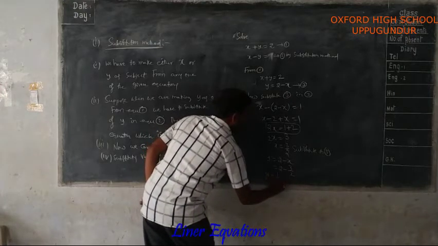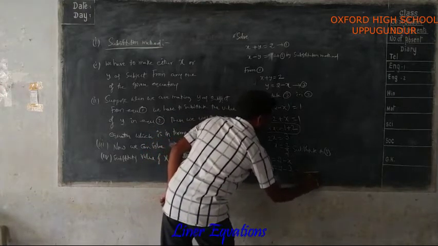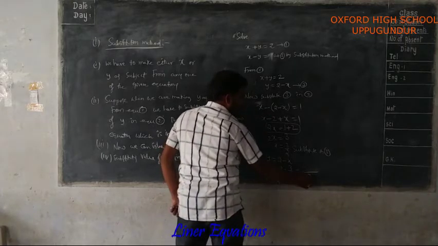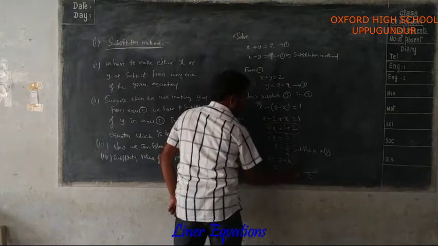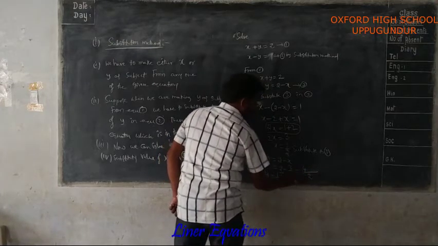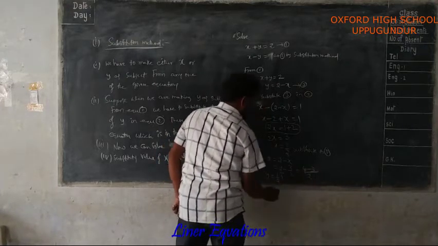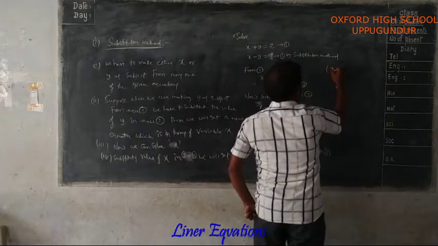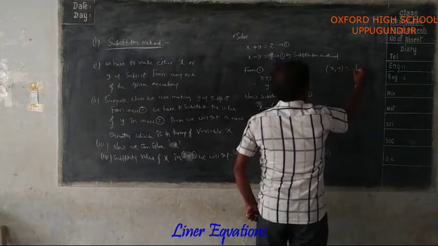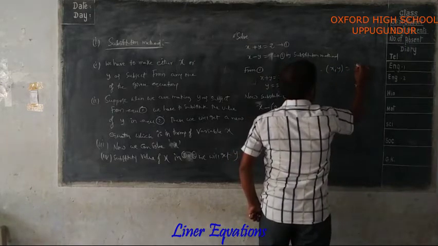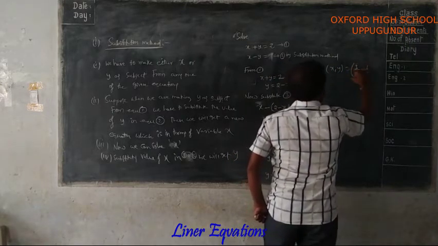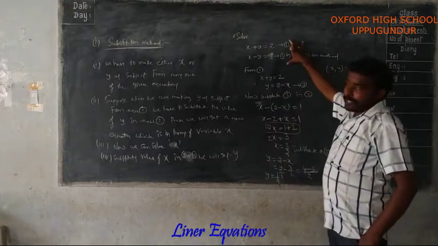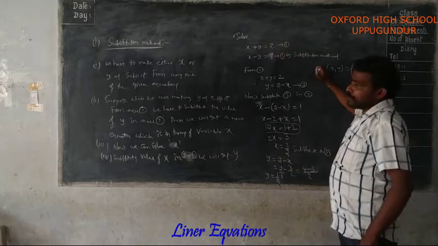Here the LCM is 2. 2 is 4 over 2. Here the denominator is 1. So 2 twos are 4, 2 ones are 2. 4 minus 3, which is equal to 1 by 2. Now therefore x comma y equal to 3 by 2 comma 1 by 2. So this is the solution for this pair of equations by substitution method.